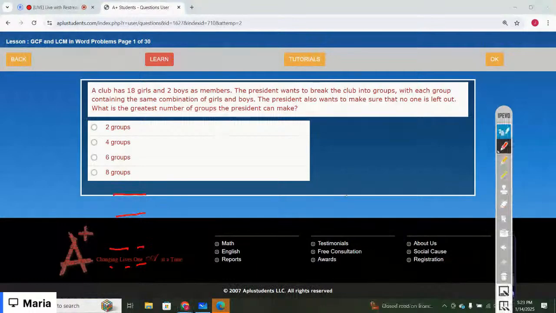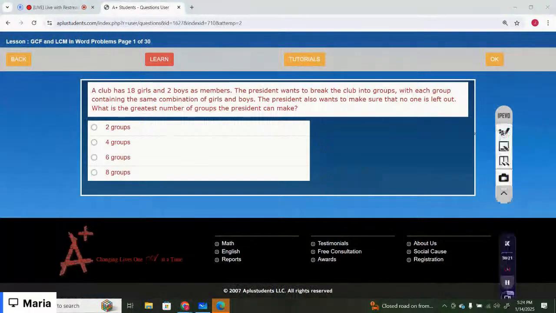Let's just see. 2 times 3 is 6 and 6 times 3 is 18, and the greatest number, the greatest factor is 2. The correct option is 2. Option number 1 is the correct option, that is 2 groups.